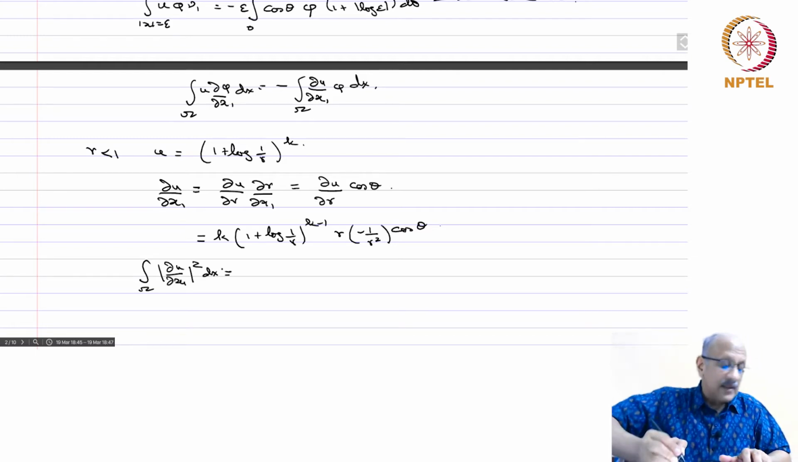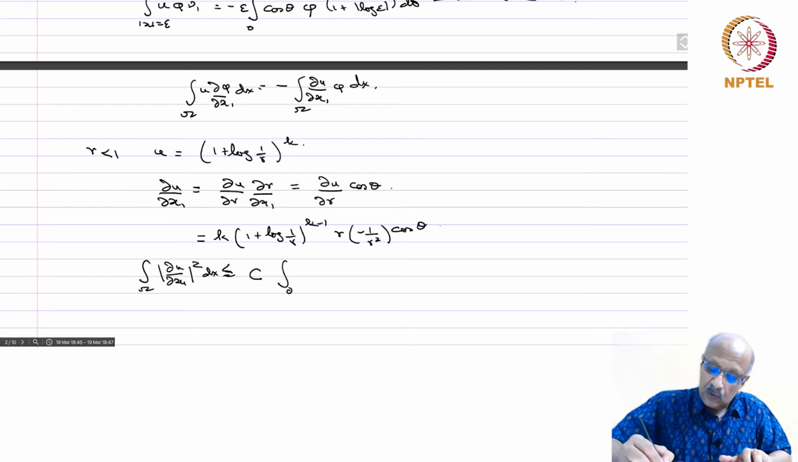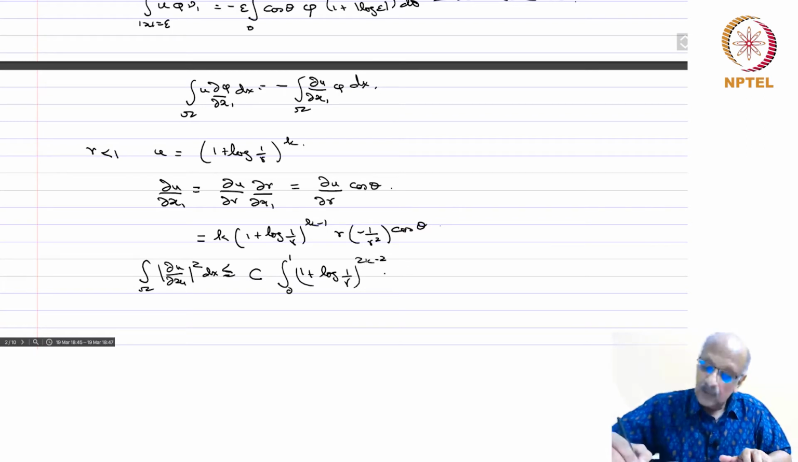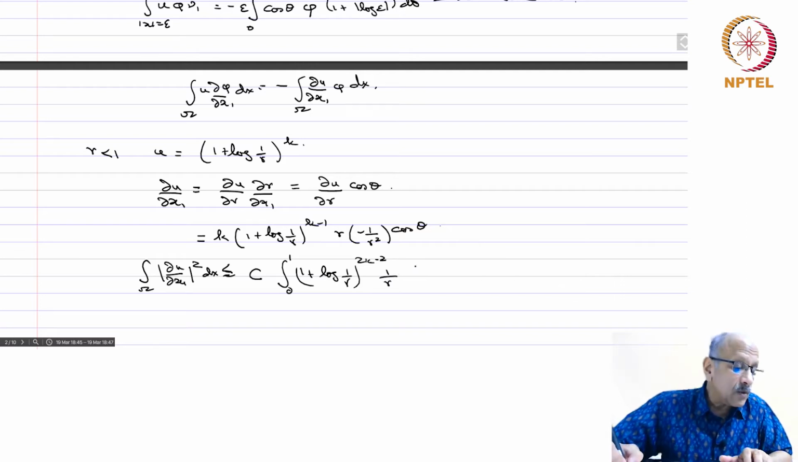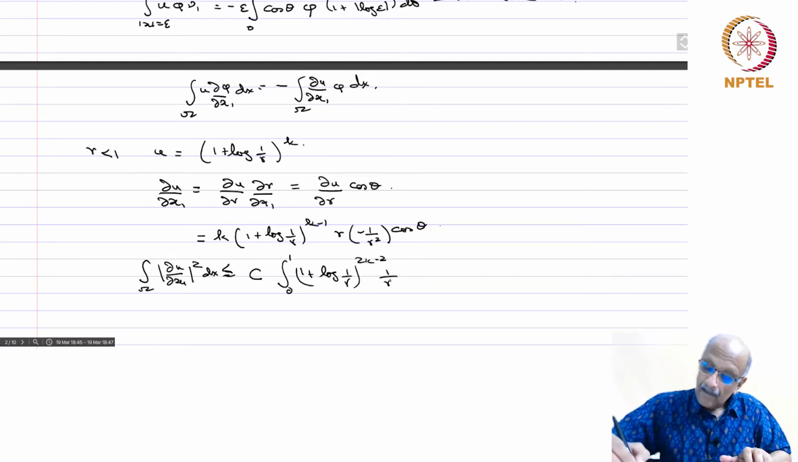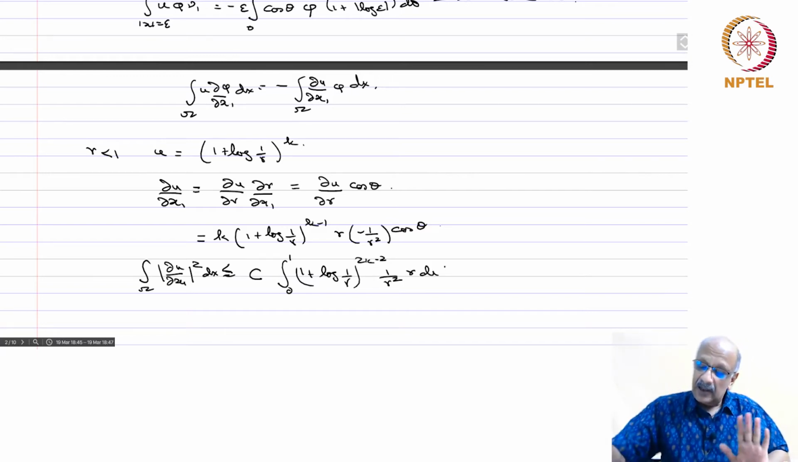So the integral of omega, mod du by dx1 squared dx, is less than or equal to c times the integral from 0 to 1 of (1 plus log 1 by r) to the power 2k minus 2, into 1 by r, into 1 by r squared, into r dr, and the d theta I have squared out. So this 1 by r here.